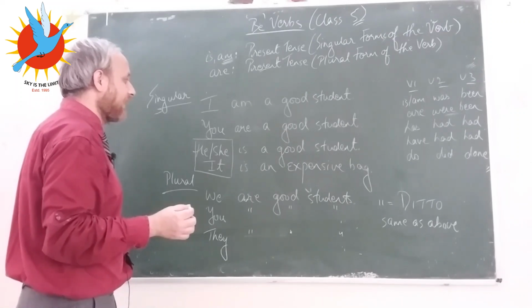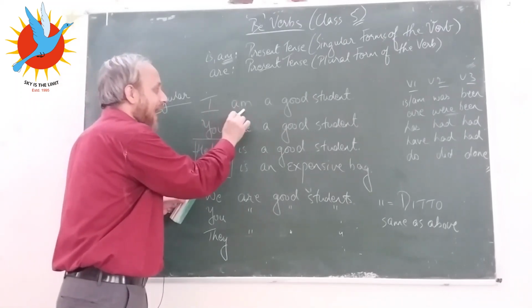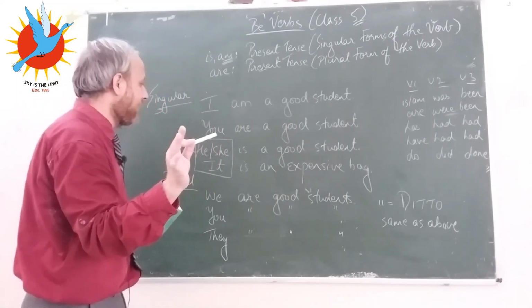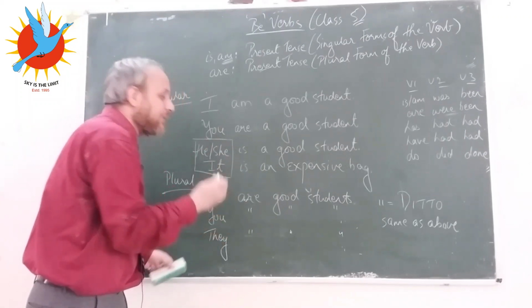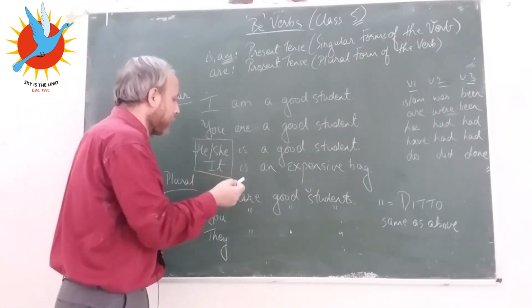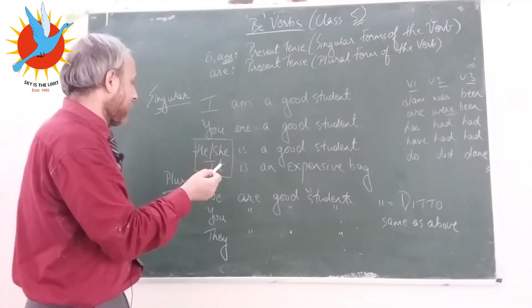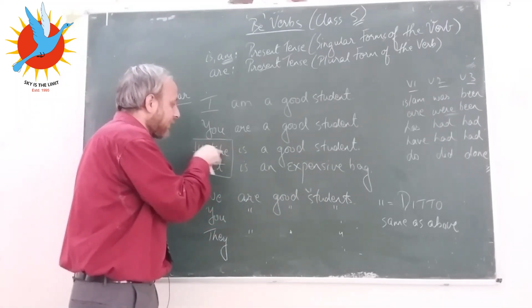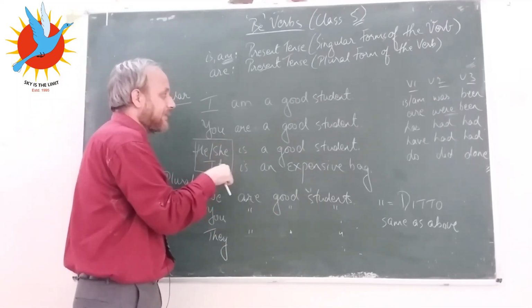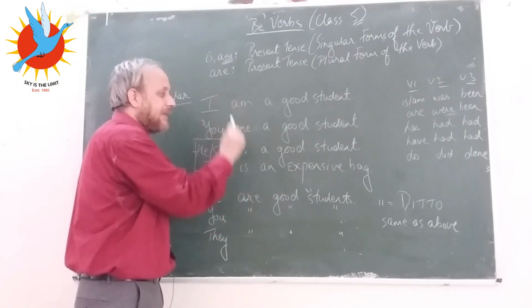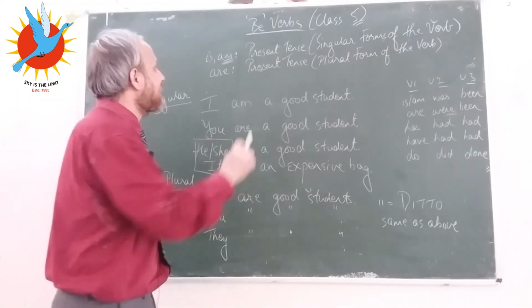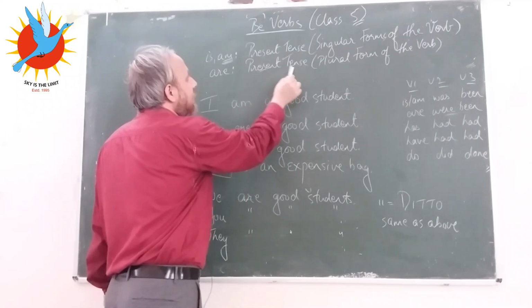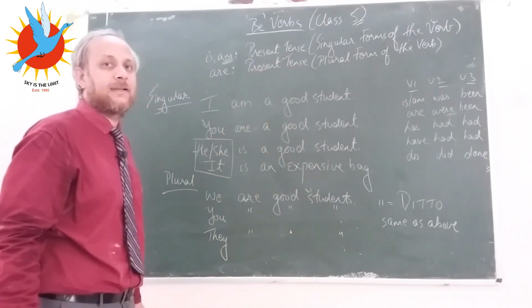With I you will use am. Again I'm repeating myself. With all the other subject pronouns, you will use are, except for third person singular, where you will use is. And all these sentences are in the present tense.